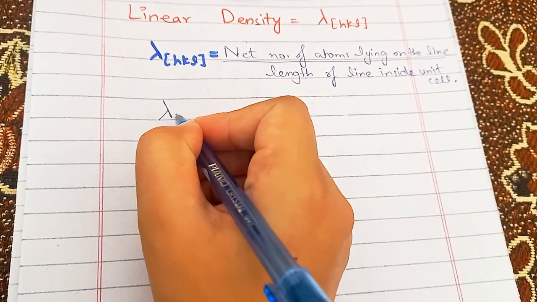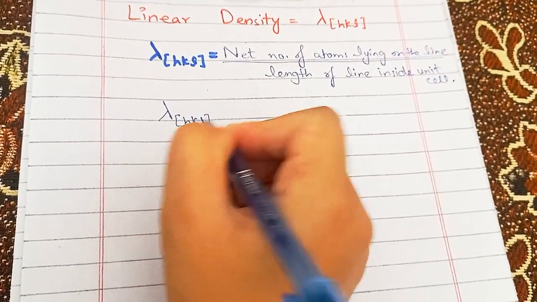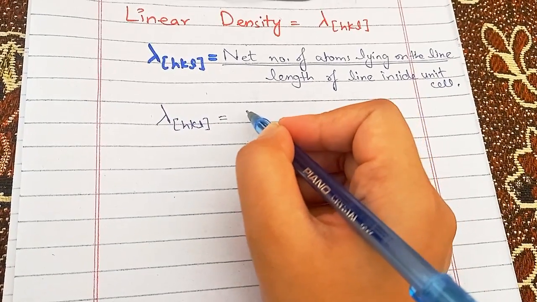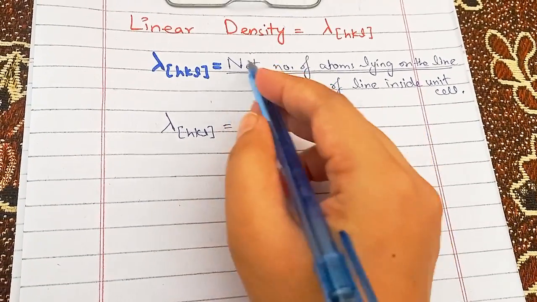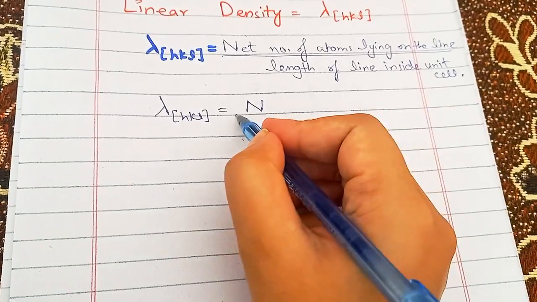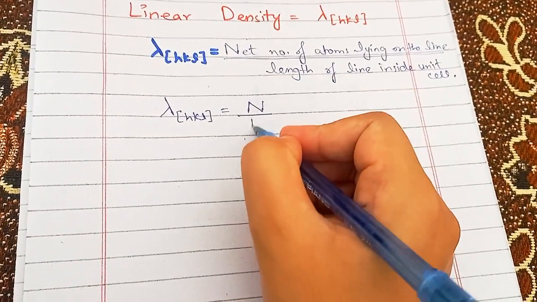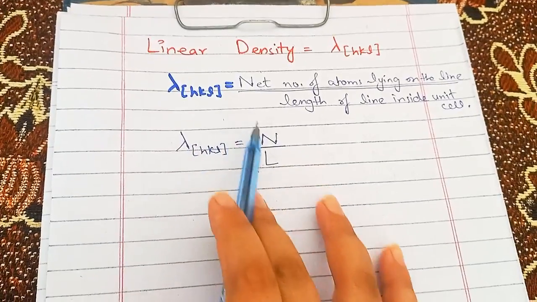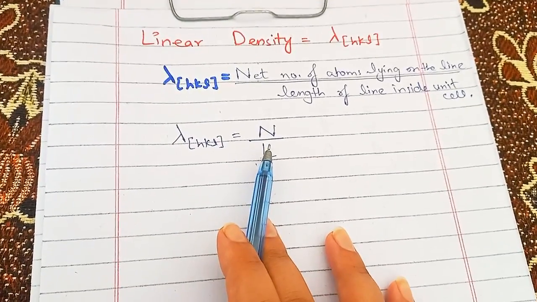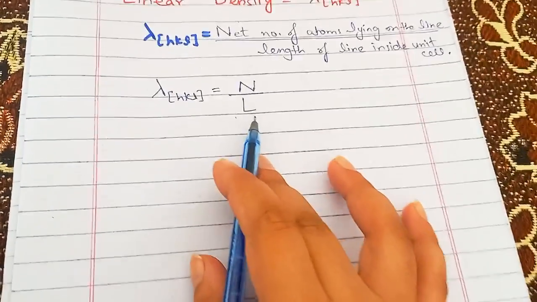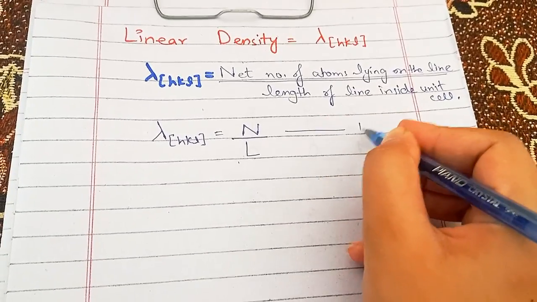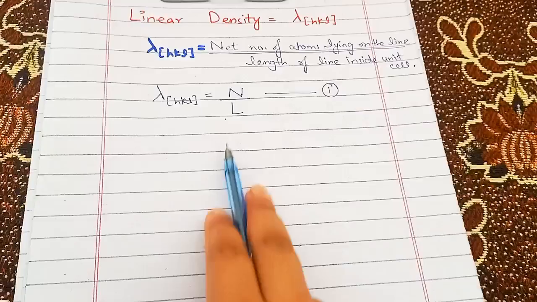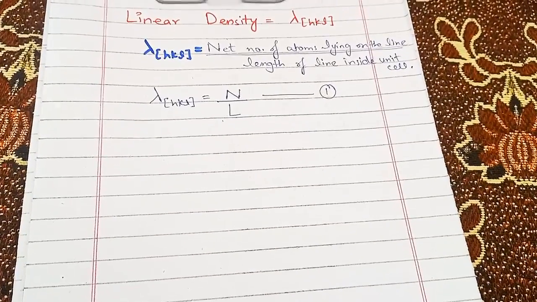We can equivalently represent it using the symbolic notation. We can use capital N for net number of atoms lying on the line divided by capital L for the length of the line inside the unit cell. Here, linear density in our case is also known as linear atomic density, and this is the main formula that we are going to use, and this is the formula number 1. We'll be using it for finding out the linear density for all kinds of directions we have.